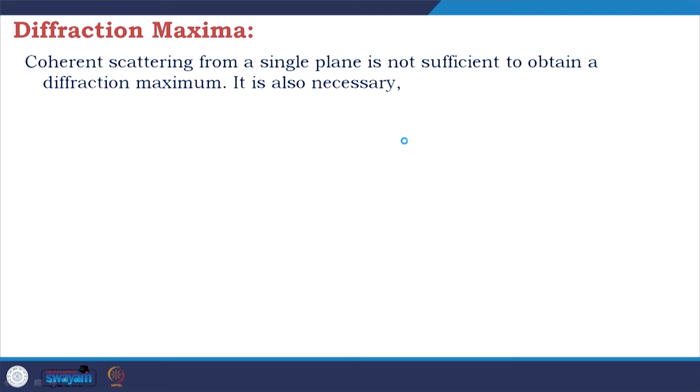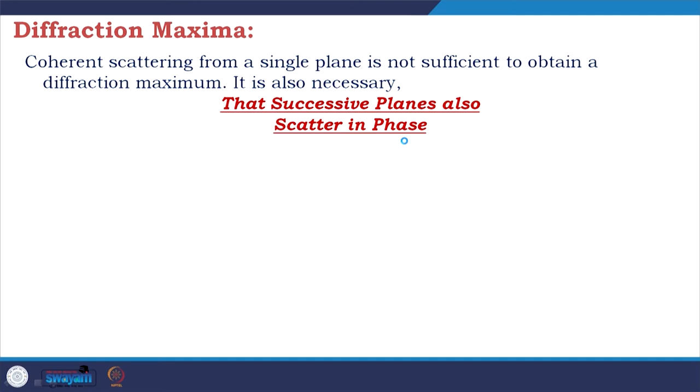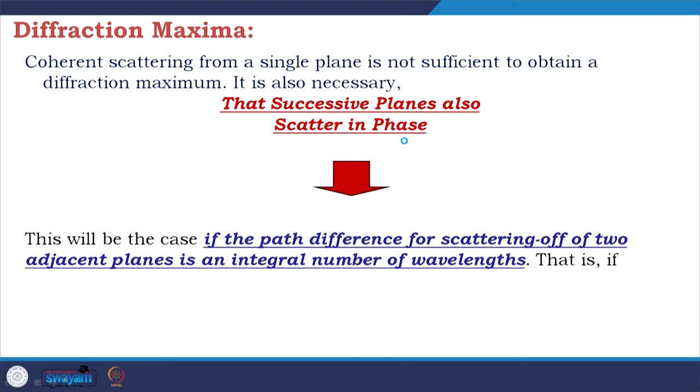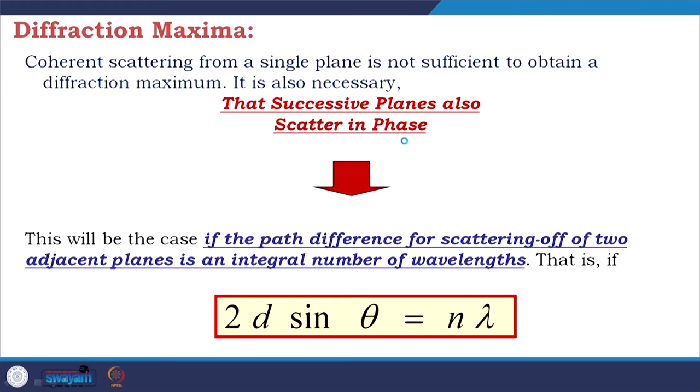Coming to diffraction maxima, coherent scattering from a single plane is not sufficient to obtain a diffraction maximum. It is also necessary that successive planes also scatter in phase. This will be the case if the path difference for scattering of two adjacent planes is an integral number of wavelengths, and that happens if 2d sin theta equals n lambda. So, in that way, rather than atoms, it is the lattice points that are more important. We are now shifting our journey from Bragg to Laue, but we will come back again.